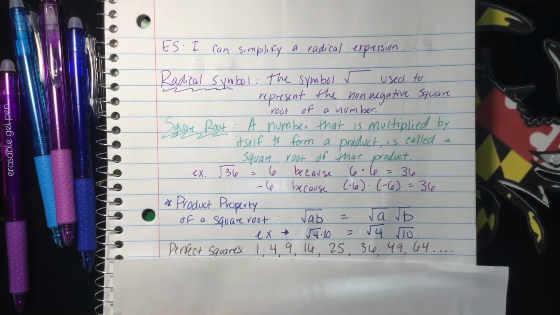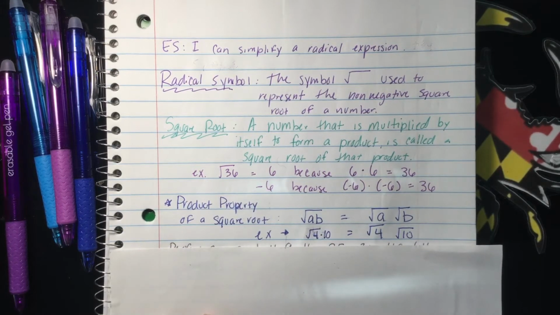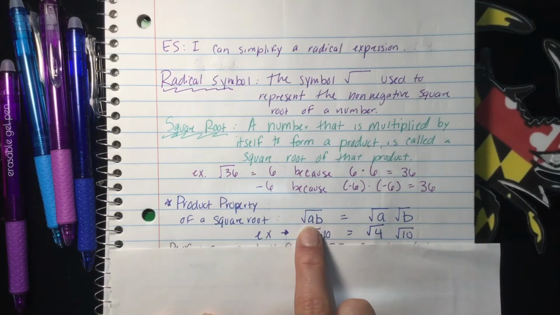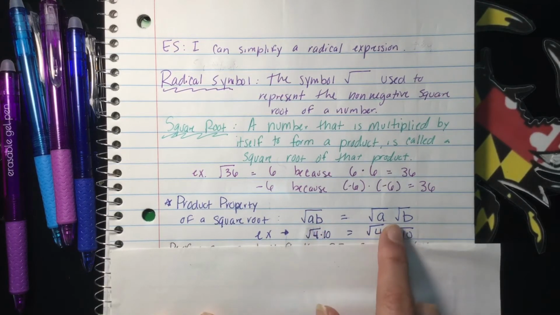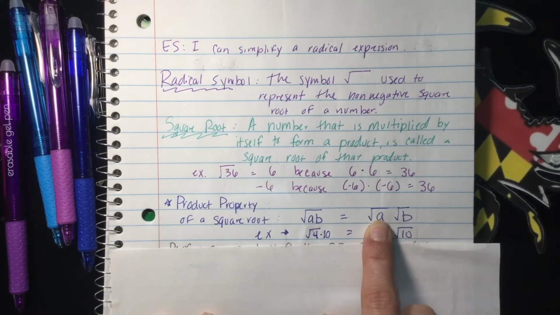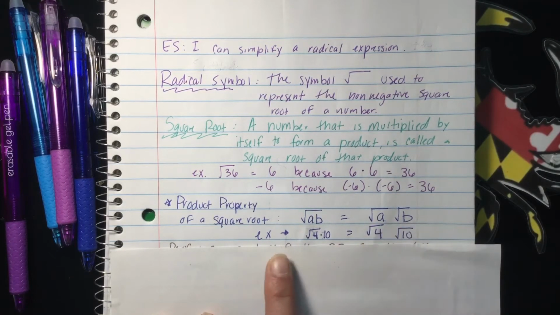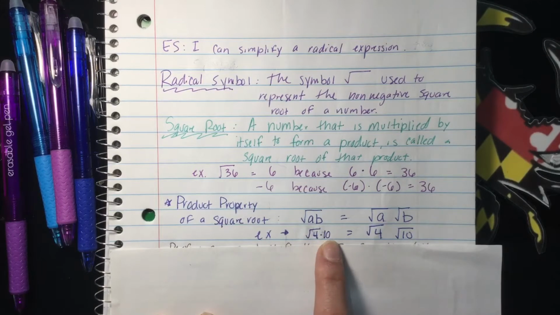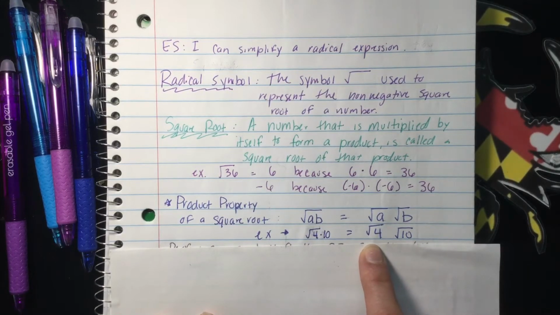Okay. And then the product property of a square root. That means if I have two numbers, a and b, I can just break them up into the square root of a, square root of b. So if I have the square root of 4 times 10, I can break that up into the square root of 4 and the square root of 10.